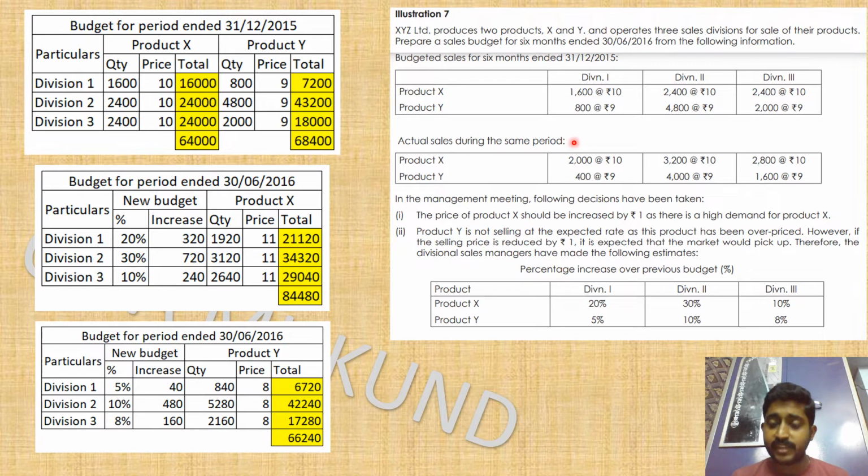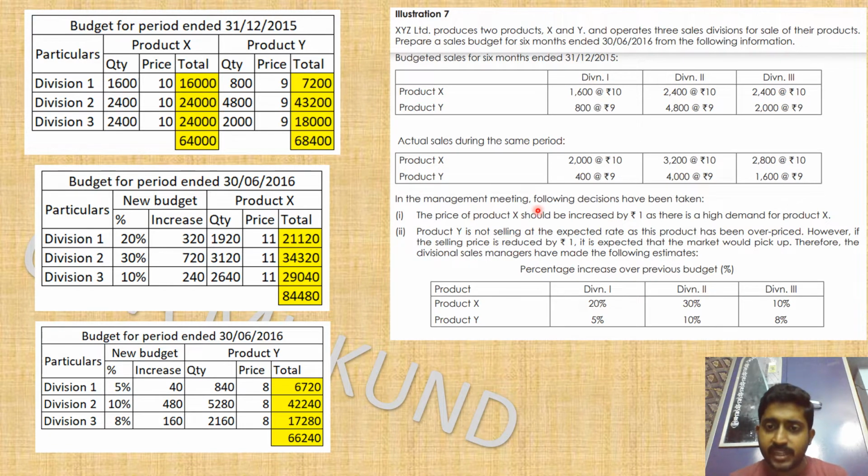Actual sales during the same period. So for the last 6 months we have the budget, and we also have the actual sales data. The actual sales quantity is also different, that makes sense. The price is almost the same as the budget. So the budgeted price is the same, so there is no change in the selling price from the budget that was planned for the last 6 months.